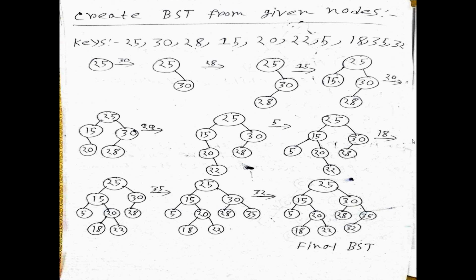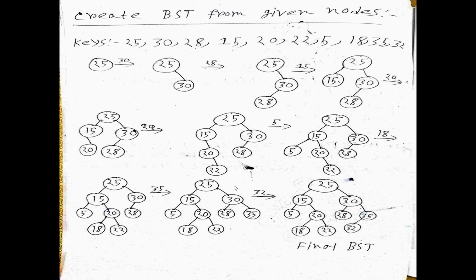Next is 5. If you compare, 5 is lesser than the 25. So go to the left subtree. Now we are comparing with the 15. 5 is less than 15. That means 5 becomes the left child of 15. Now next is 18. 18 is smaller than 25. So go to the left subtree. Now comparing with the 15, 18 is bigger than the 15. Go to the right subtree. Now we are comparing with the 20. 18 is smaller than 20. So 18 becomes the left child of 20.